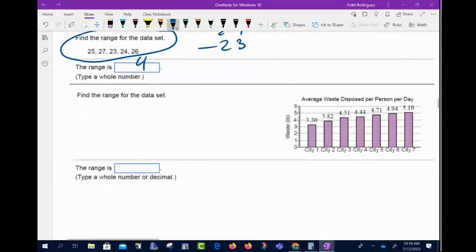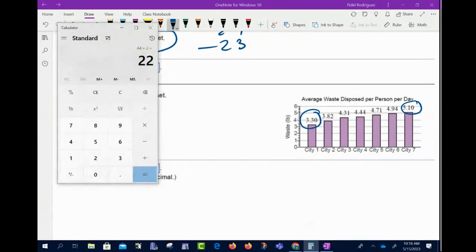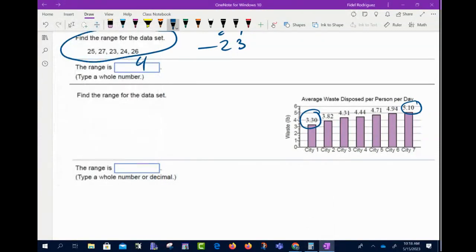We're going to do the same thing here. Y'all agree this is the largest and that's the smallest? Okay, so let's do it. 5.10 minus 3.30, 1.8. Okay, that's how we find the range.